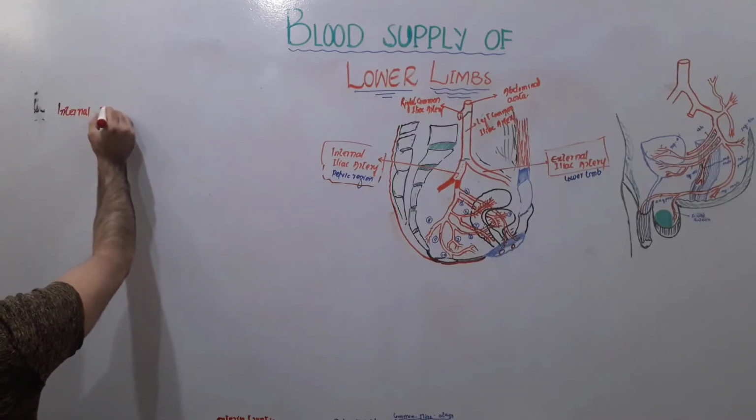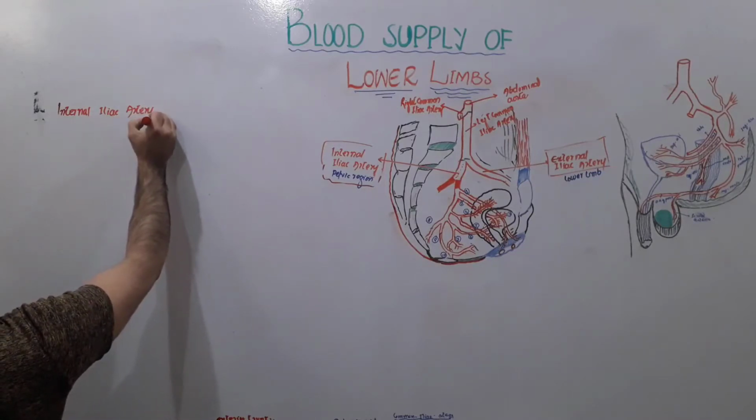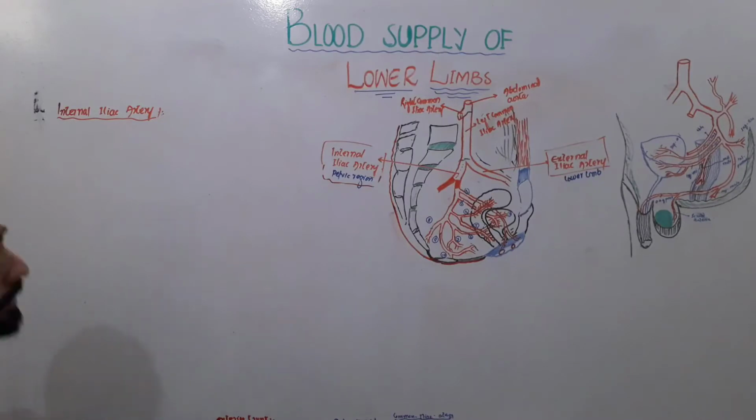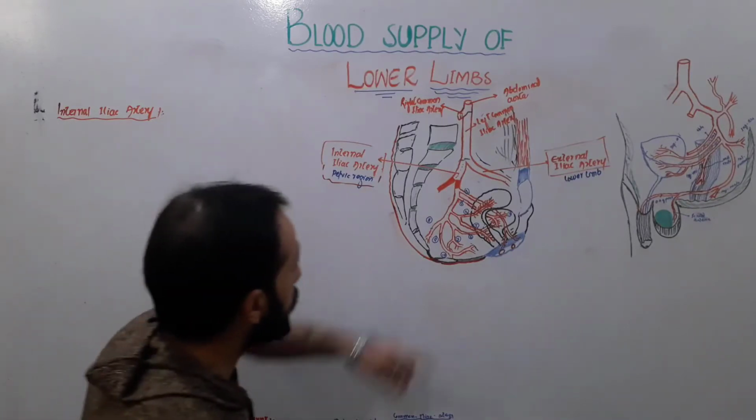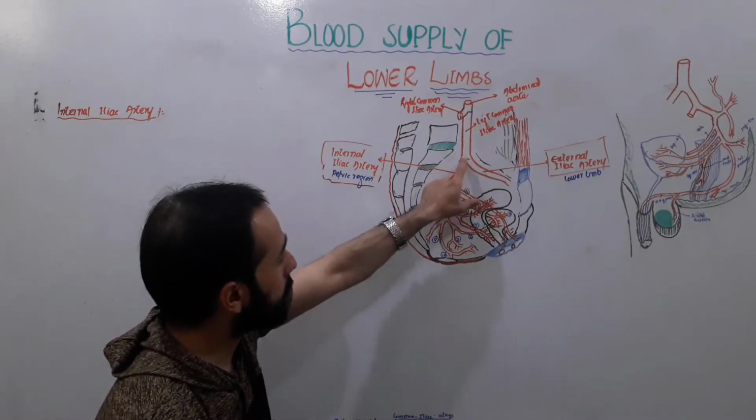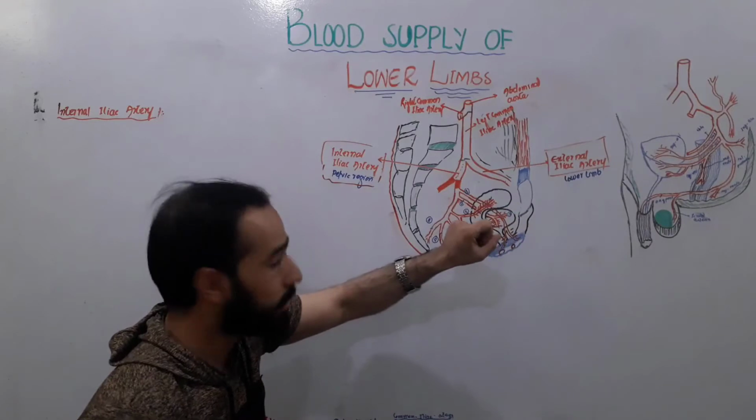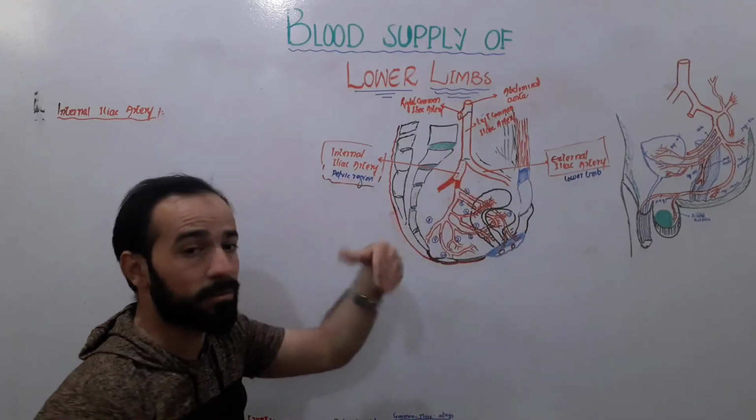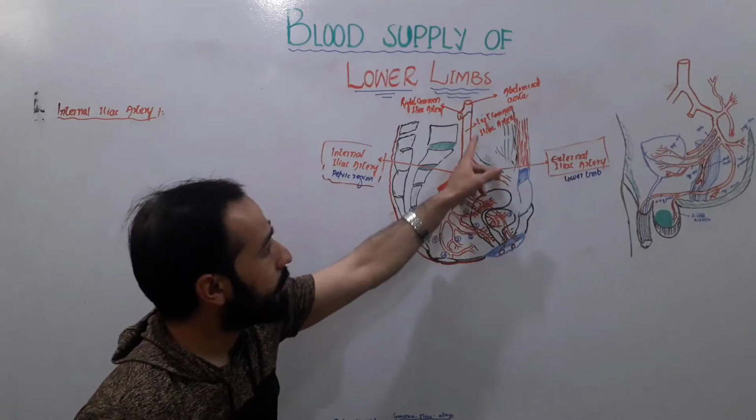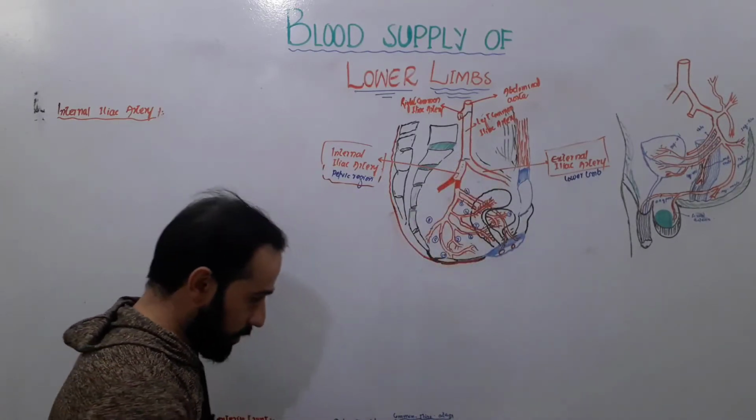Internal iliac artery. What is your concept of internal iliac artery? Look here. This is our common iliac artery. The common iliac artery gives off the internal iliac artery and the external iliac artery. So what is the internal iliac artery? It is a branch of the artery which arises at the level of bifurcation of the common iliac arteries, right?